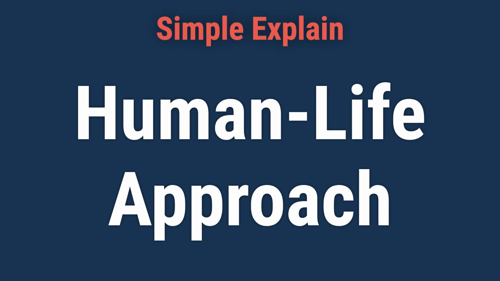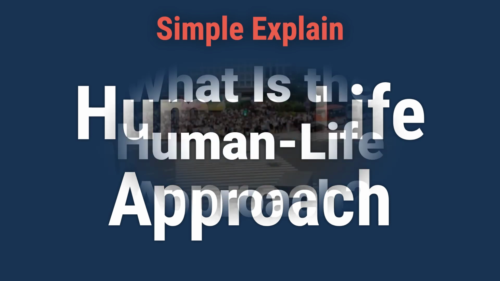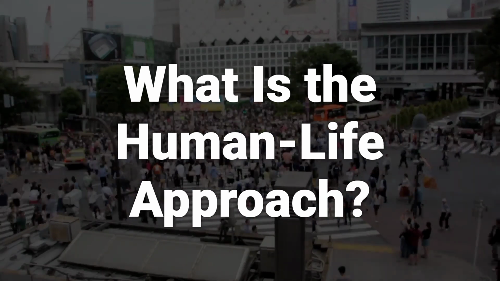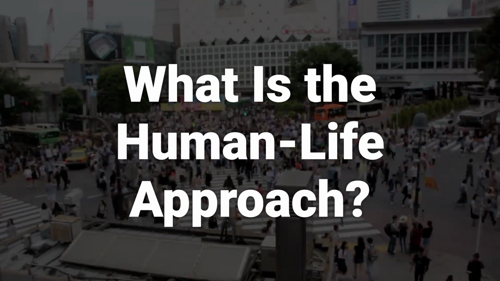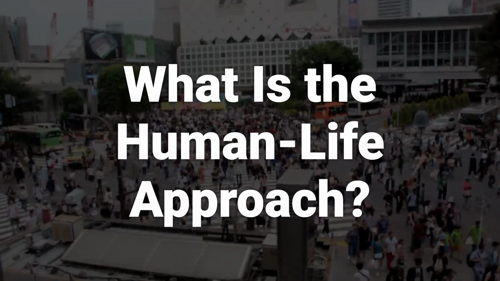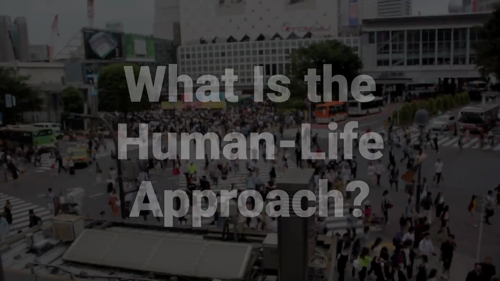Today, we will talk about the human life approach. The human life approach is a method of calculating the amount of life insurance a family would need based on the financial loss they would incur if the insured person in the family were to pass away today.